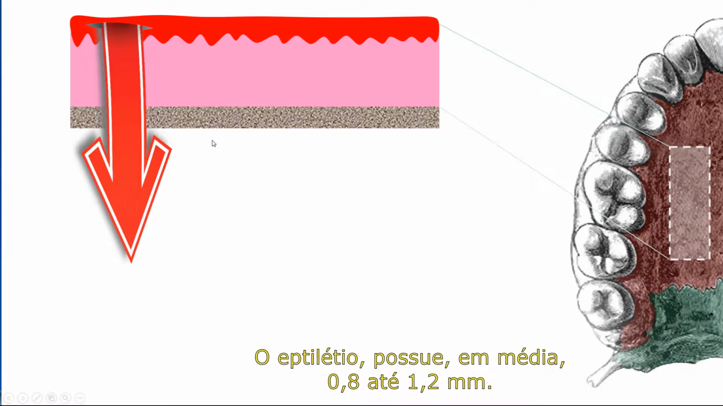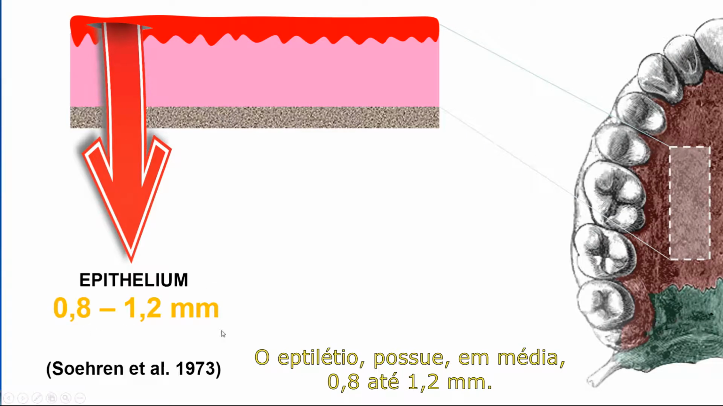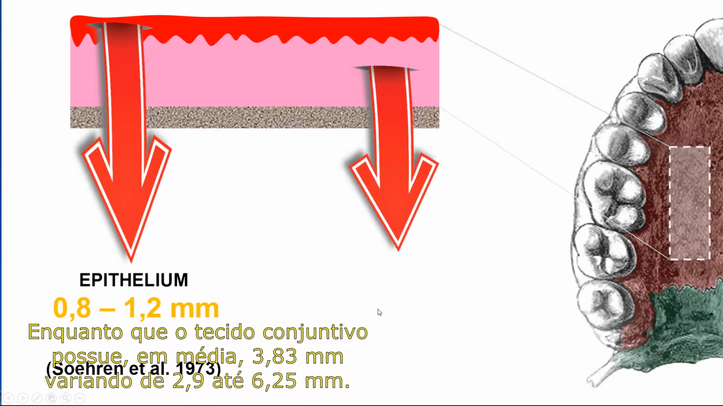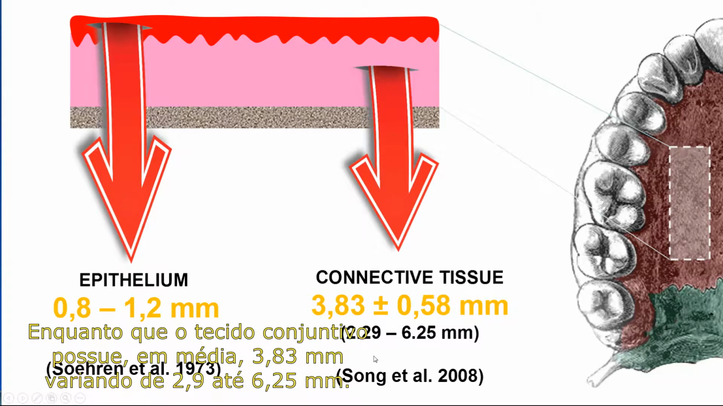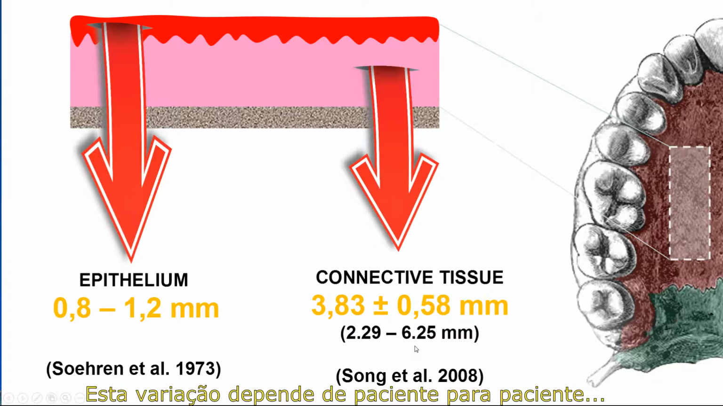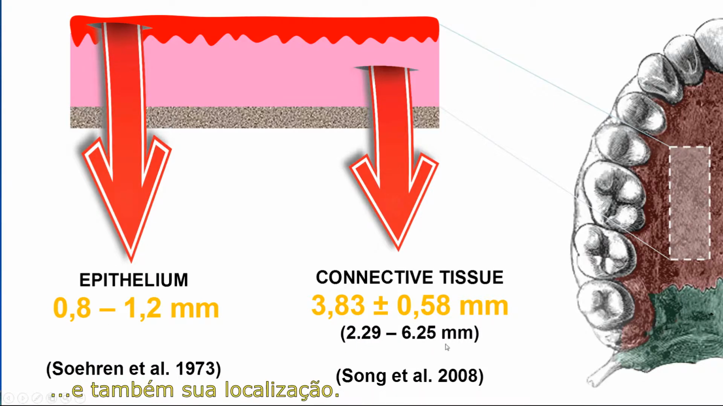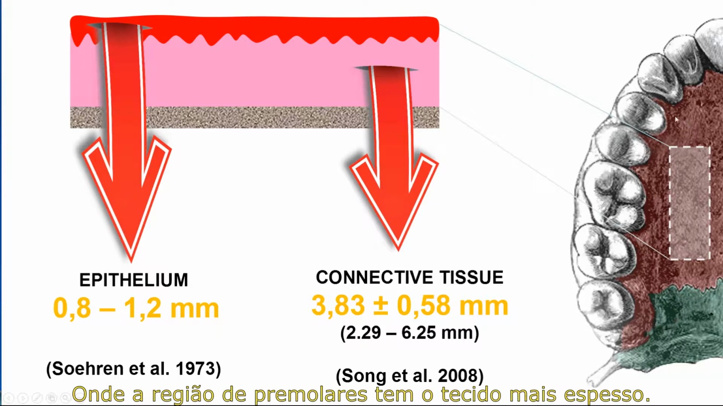The epithelium has, on average, 0.8 to 1.2 millimeters, while the connective tissue has 3.83, ranging from 2.29 to 6.25. This range depends on the patient and also the location, where the premolars usually have the thicker tissue.